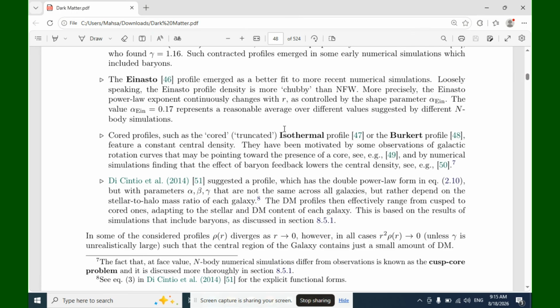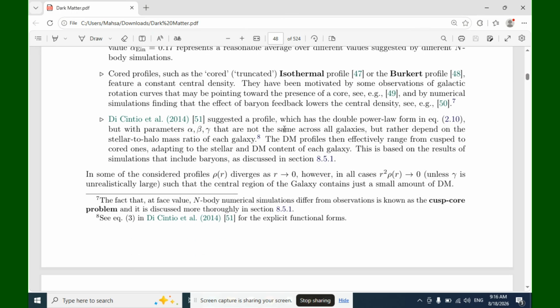Some of the considered profiles diverge as r tends to 0. However, in all cases, r squared times rho of r tends to 0 unless gamma is unrealistically large, such that the central region of the galaxy contains just a small amount of dark matter. The fact that, at face value, simulations with baryons differ from observations is known as the cusp-core problem, and it is discussed more thoroughly in section 8.5.1.